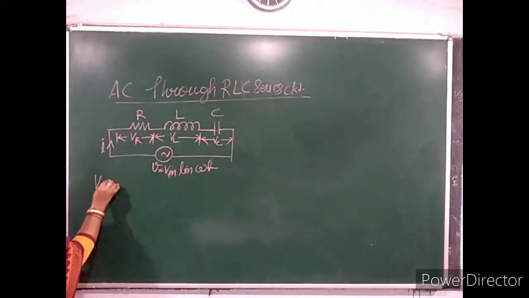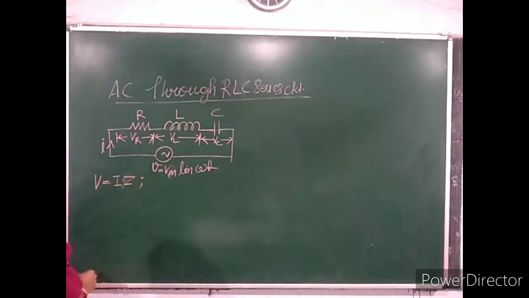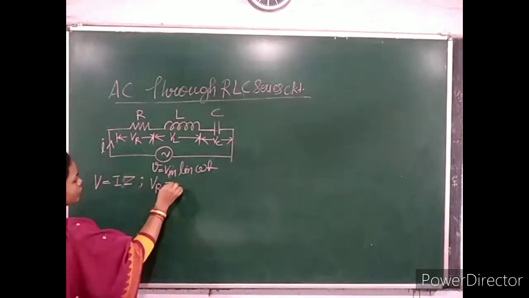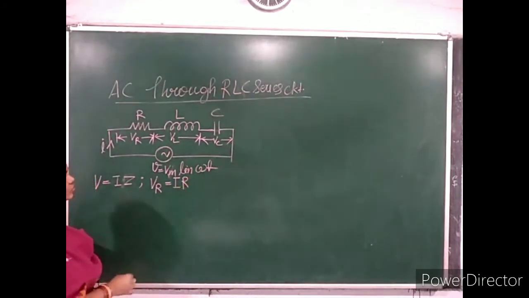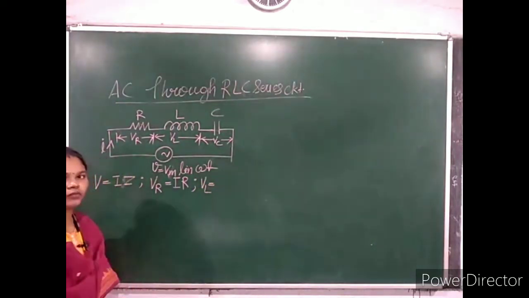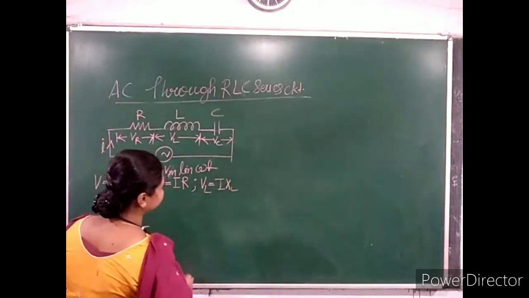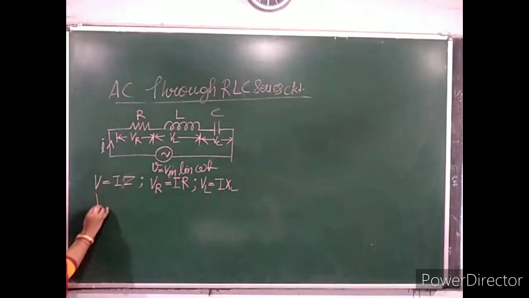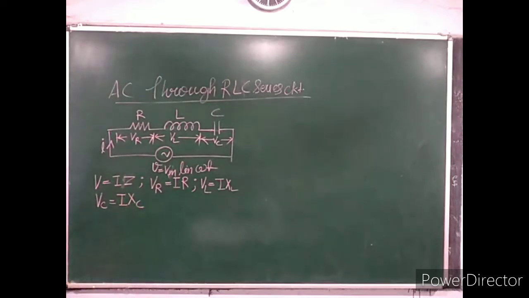Now here, let V is the RMS supply voltage. It is total resulting current into impedance. VR is the RMS value of voltage across resistor, which is I into R. VL is the RMS value of voltage across inductor, which is the product of current into inductive reactance. Then VC, the voltage across capacitor, is I into XC.